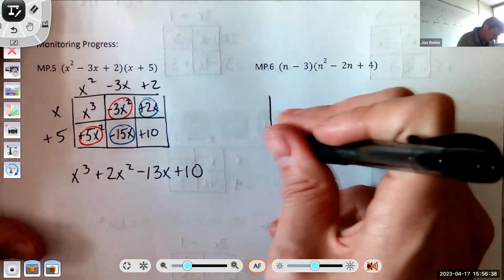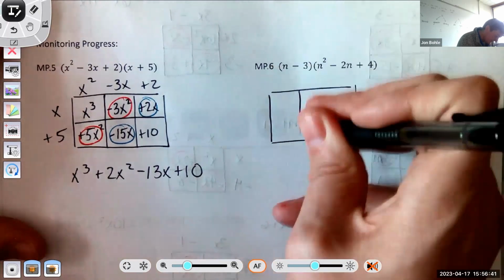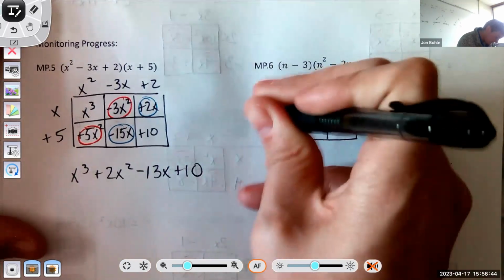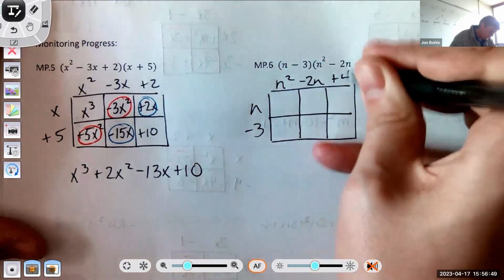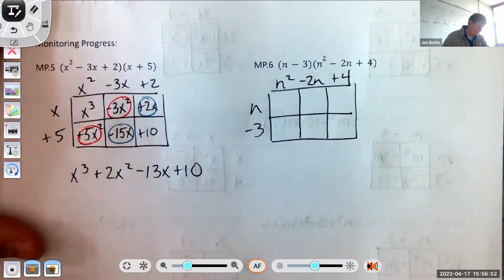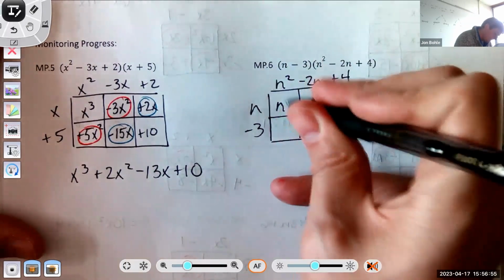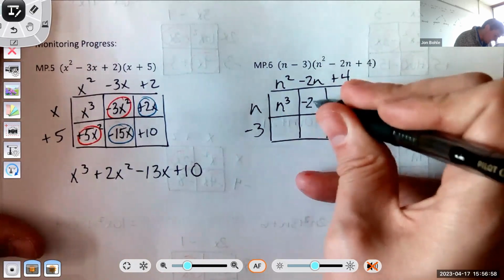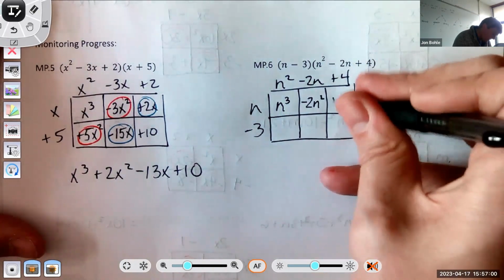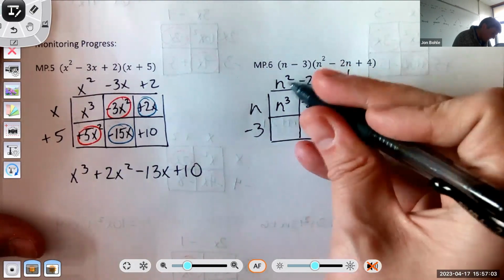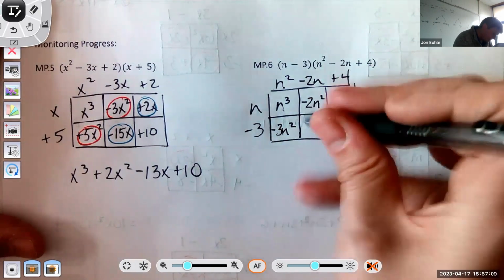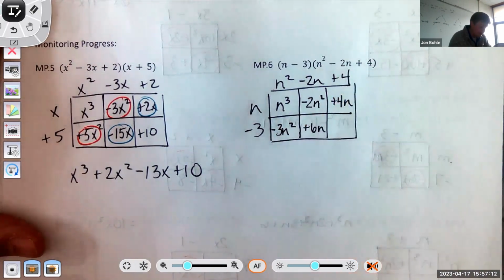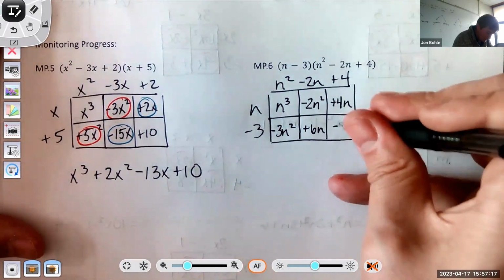Okay, last one of these before the word problems. Okay, 3 by 2. So n times n squared is n cubed. N times negative 2n is negative 2n squared. N times 4 is 4n. N squared times negative 3 is negative 3n squared. Negative 3 times negative 2n would be positive 6n. I could see that being tricky. Negative and a negative is positive. And then negative 3 times 4 is negative 12.